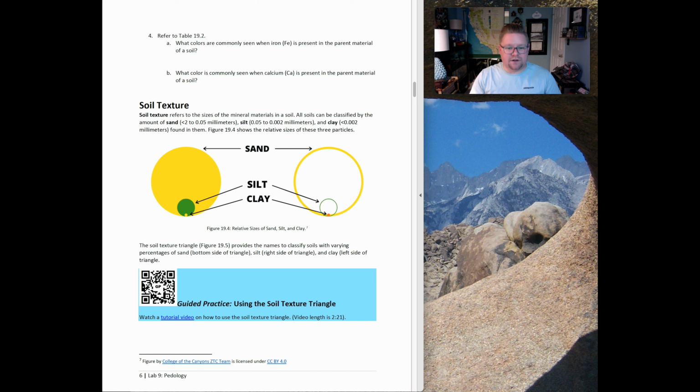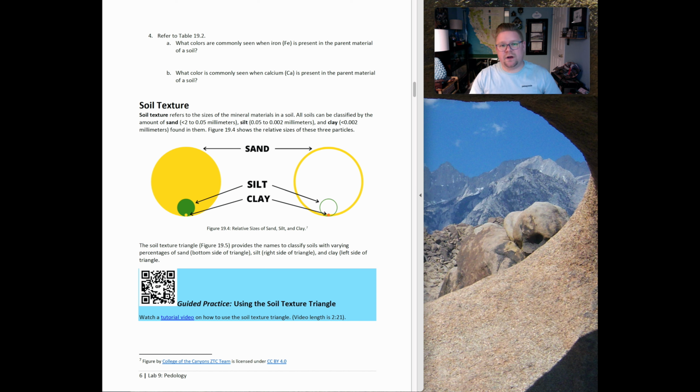It says down here, soil texture refers to the size of the mineral particles in the soil. All soils can be classified by the amount of sand, silt, or clay that might be present. This little diagram here, figure 19.4, gives you, in relation, the size differences between them. Sand is what beach sand looks like, silt is very small particles, but clay is incredibly fine.